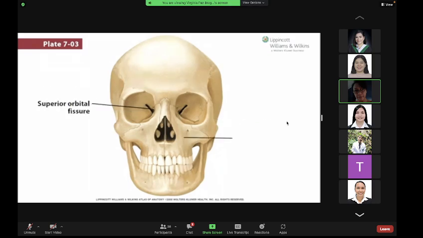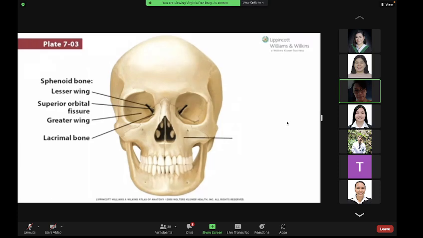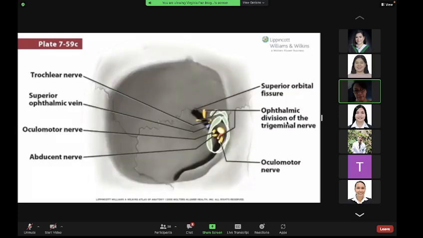Posteriorly, the superior orbital fissure is a gap between the greater wing of the sphenoid on the lateral wall and the lesser wing of the sphenoid on the medial wall. The superior orbital fissure transmits the ophthalmic division of the trigeminal nerve, the oculomotor nerve, the trochlear nerve, the abducent nerve, and the superior ophthalmic vein.